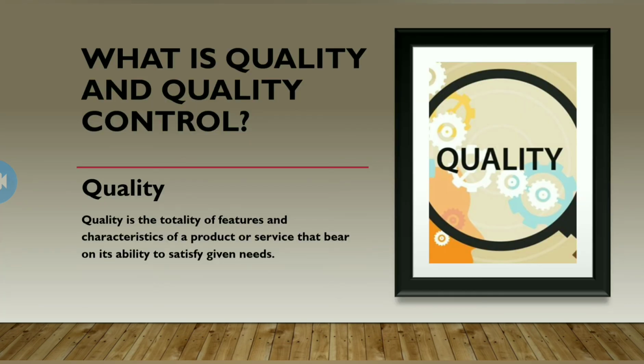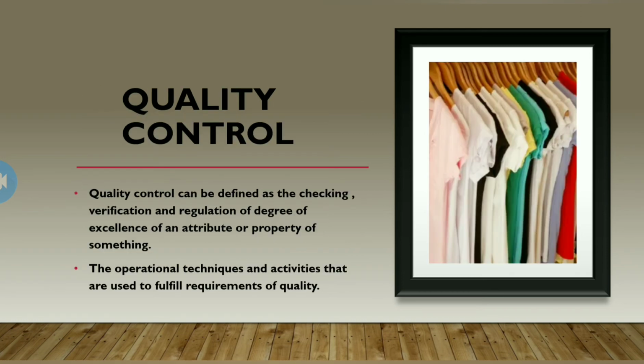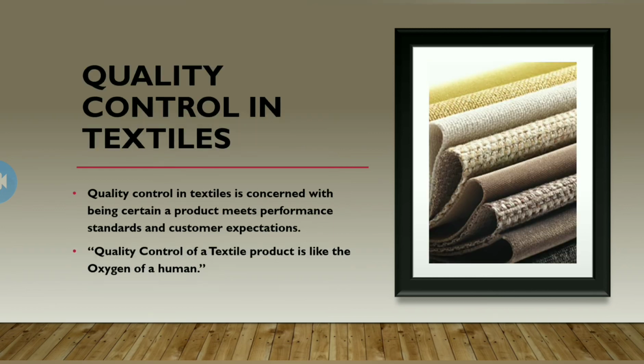What is quality and quality control? Quality is the totality of features and characteristics of a product or service that bear on its ability to satisfy given needs. Quality control can be defined as checking variation and regulation of the degree of excellence of an attribute or property of something. It is the operational techniques and activities that are used to fulfill requirements of quality.